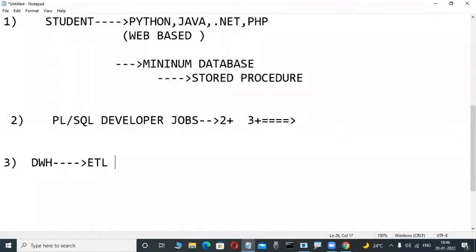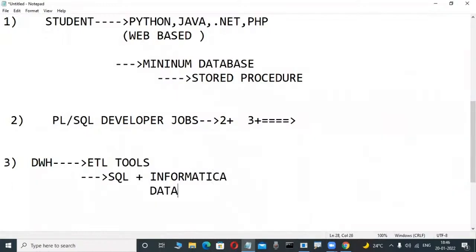Extraction, transformation, and loading, ETL tools are there. These persons need a little bit of SQL knowledge. PL/SQL is not required, just SQL knowledge. With that idea, they learn the tools in institutes also. Informatica is a very popular tool. Again, Talend is a popular ETL tool as well.